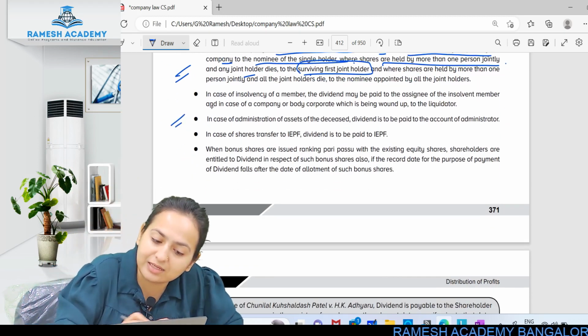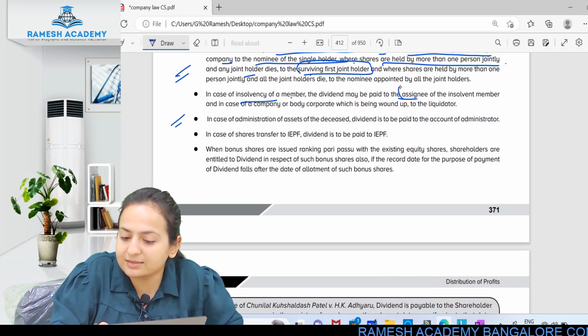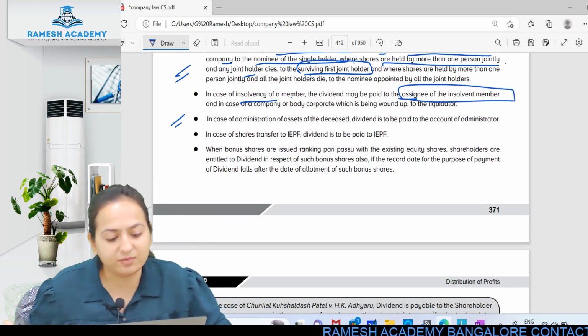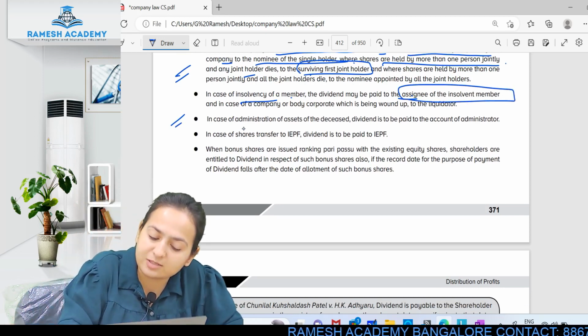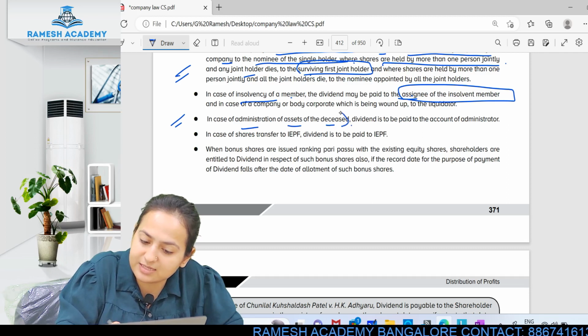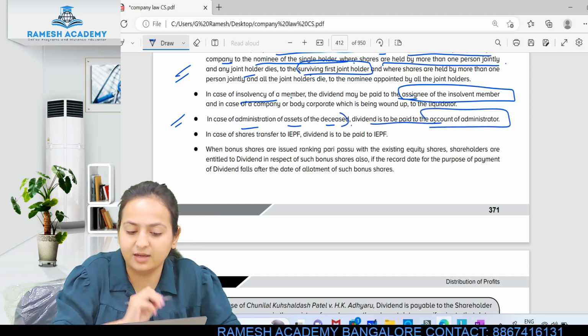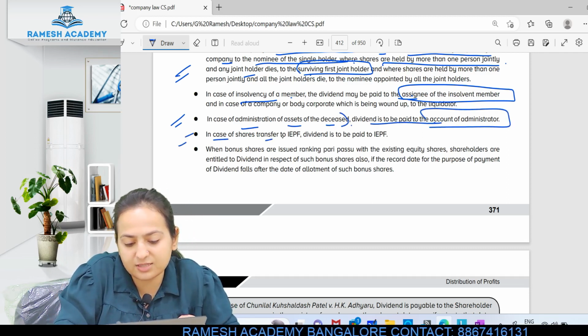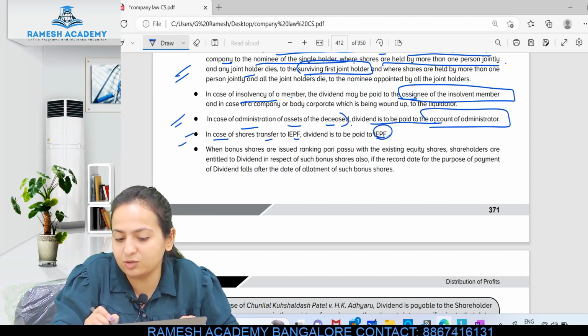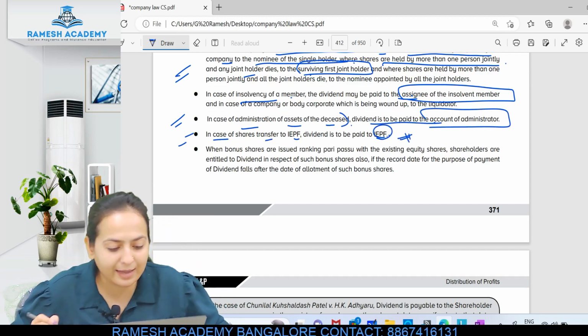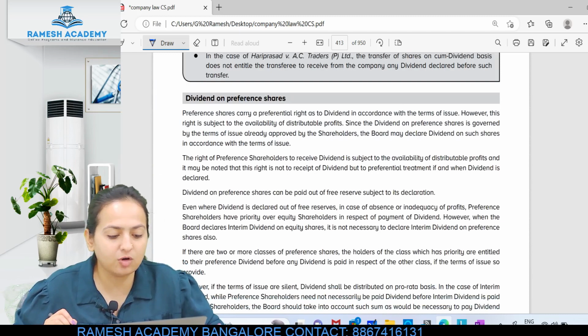In case of insolvency, the assignee of the insolvent member will get the dividend. In case of administration of the assets of the deceased, the administrator will get the dividend. Or if shares are transferred to IEPF, the dividend will be paid to the IEPF. So this is how it is.